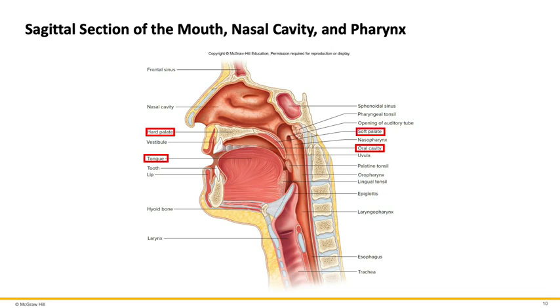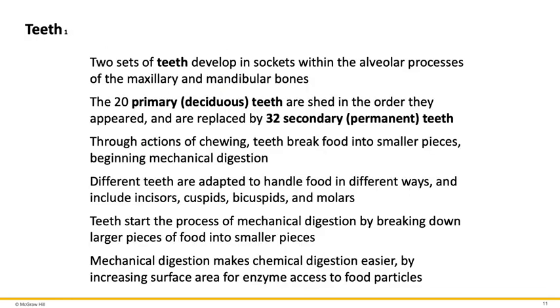There is also a collection of lymphatic tissues called tonsils. In this slide you can see a pharyngeal tonsil and a palatine tonsil.